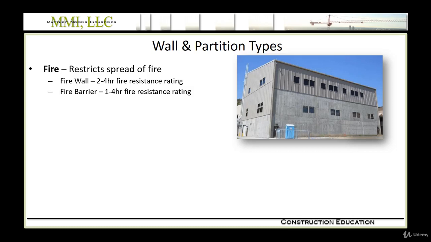And often fire barriers are specified at egress stair enclosures or to separate different occupancy types within a building. For example, a high hazard area where chemicals are stored within a warehouse would likely need to be separated with a fire barrier.